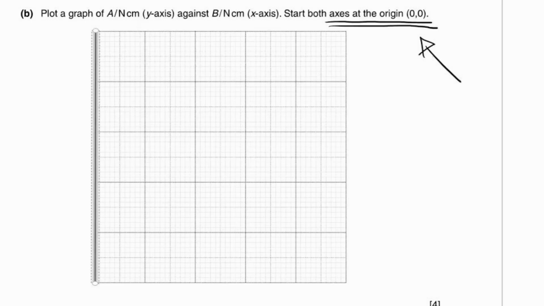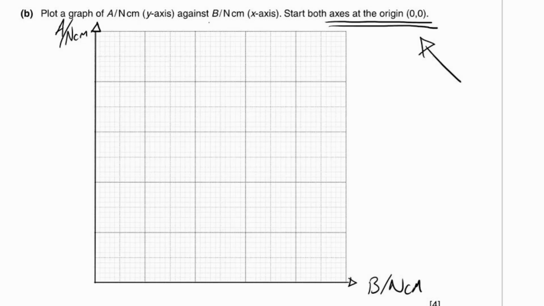The first thing we do, of course, is draw in our axis lines. And we label our axes. A in Newton centimeters and B in Newton centimeters. Interesting point here is these units. The question is giving us the units here. It asked us to write units in our table. If we weren't sure what the units were at this point, the question's already given it to us. We could go back and either check our answers or put in answers to make sure we get the marks.